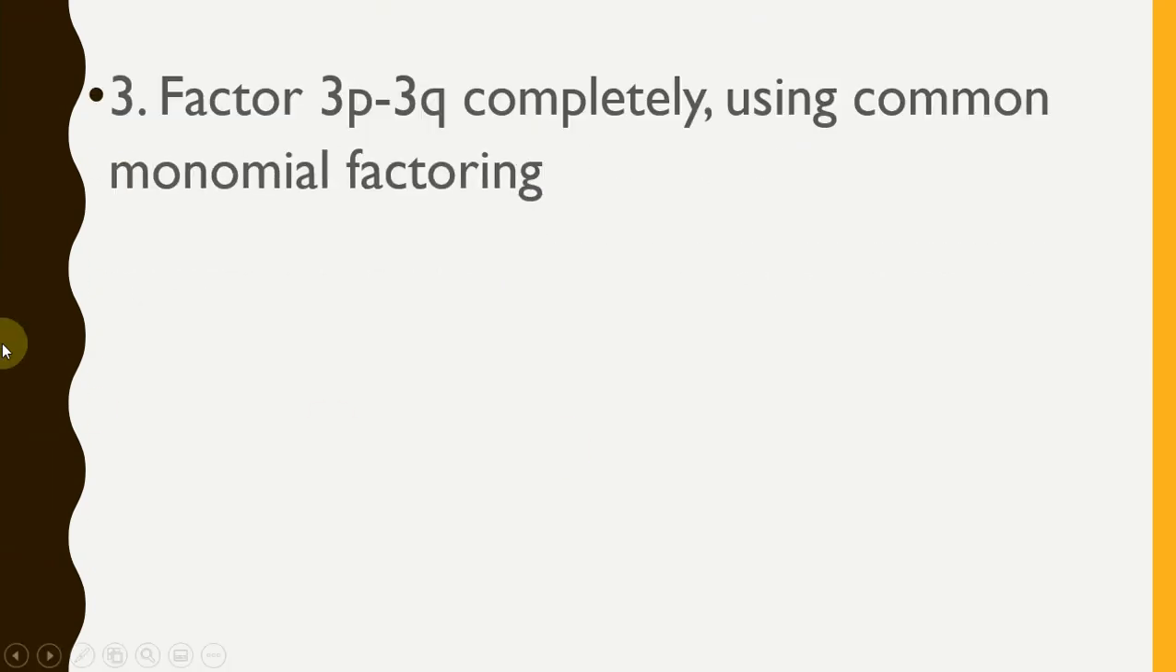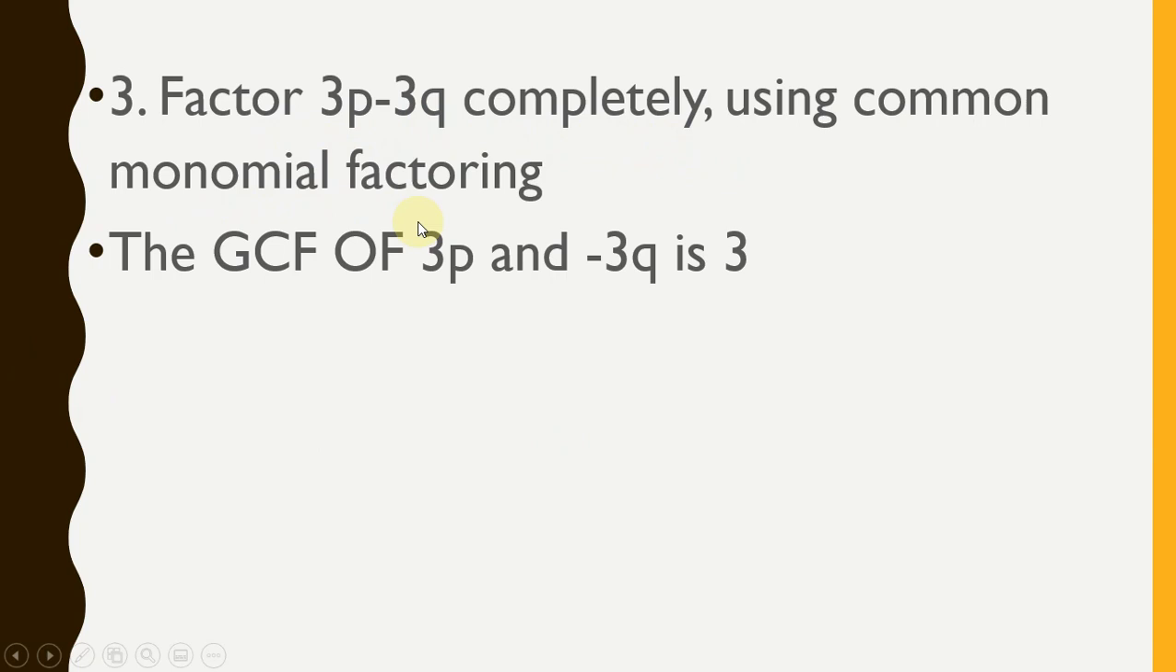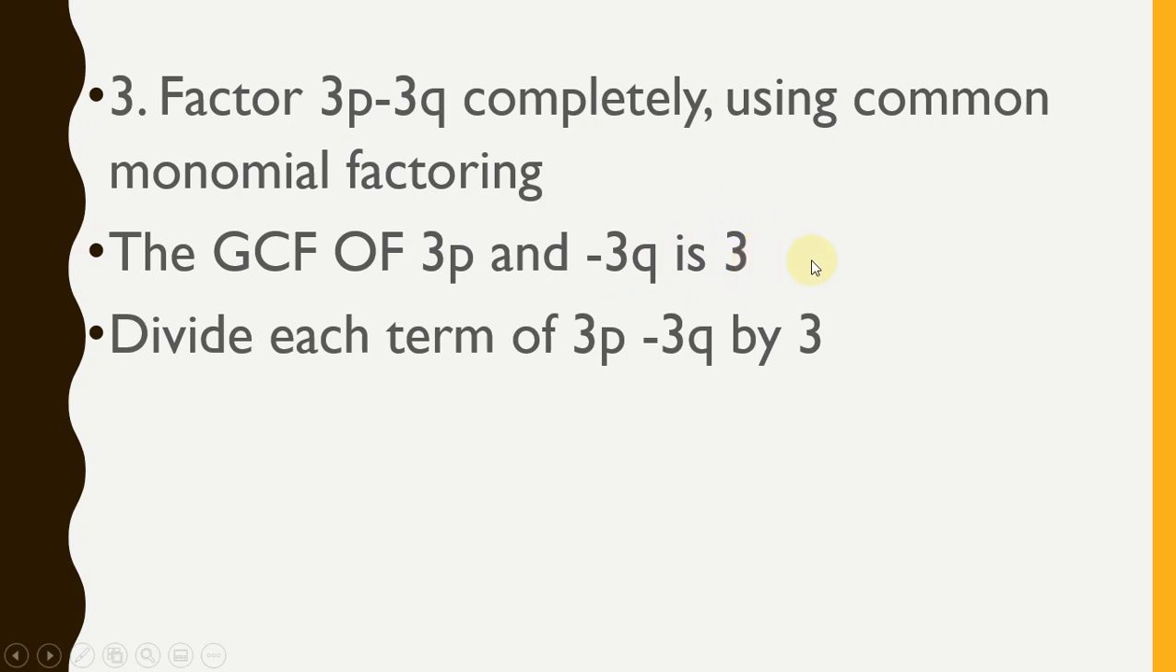Number 3. Factor 3p minus 3q completely using monomial factoring. So we need to get the GCF of 3p and negative 3q. So the common factor, what have you noticed? The common factor of 3p and negative 3q is 3. So divide each term of 3p and negative 3q by 3 since this is the common factor of these two.